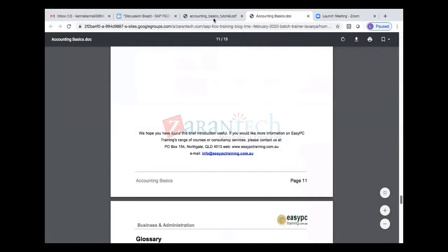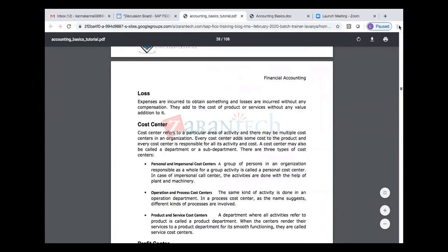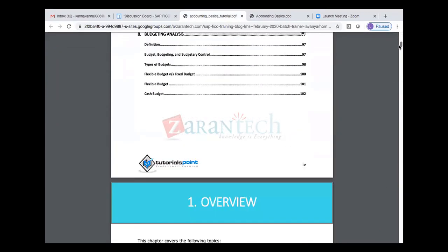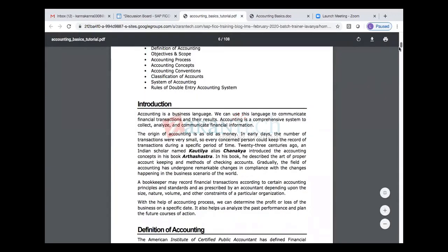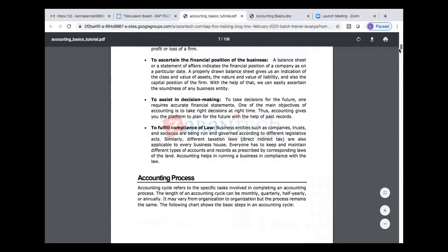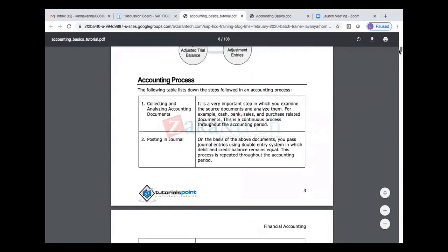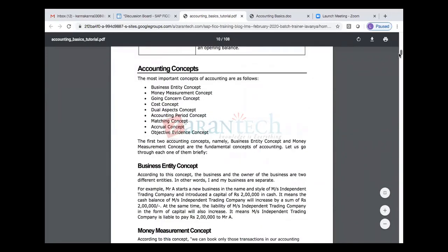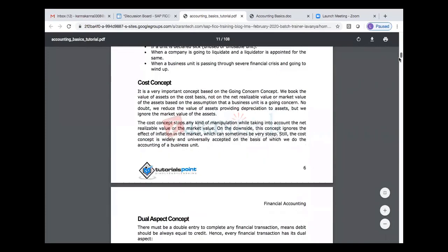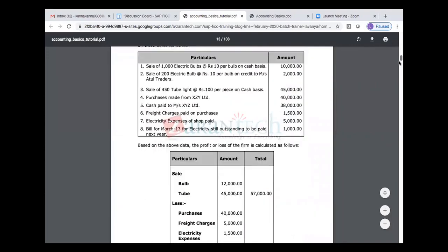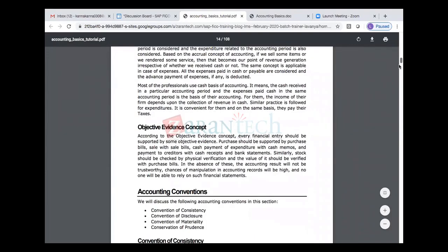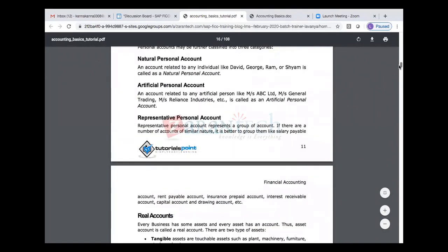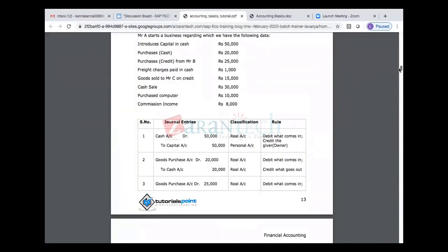And the other one is very long. So let me show you what all you need to go through. No need to go through all these at all. Separate topic is there for journal entry. Separate topic is there for ledger. No need to go through all these. From here, classification of the accounts. From here, you can go through this.